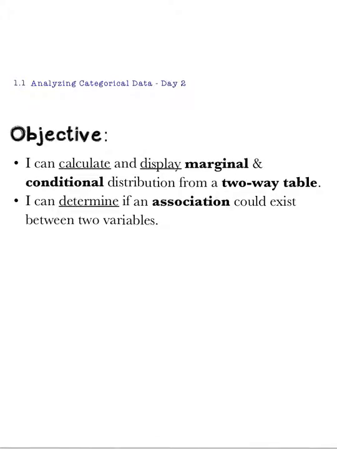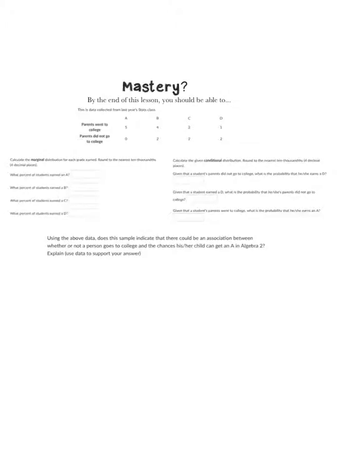All right, so for this lesson, we have two objectives: to be able to calculate and display marginal and conditional distributions from a two-way table, and determine if an association could exist between those two variables. So that might not make any sense right now, but once we get into the lesson, you'll start seeing that play out. So go ahead and write your objectives in your notes.